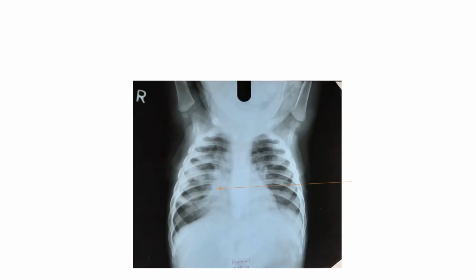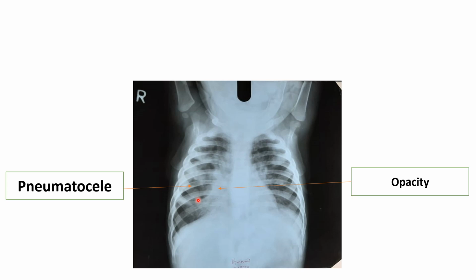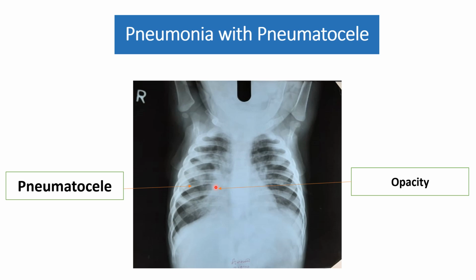further examination. This is another X-ray with the changes of consolidation and pneumatocele formation in the right lower zone. So this is the pneumatocele and this is the opacity, which is suggestive of consolidation. So the diagnosis for this X-ray will be pneumonia with pneumatocele formation.